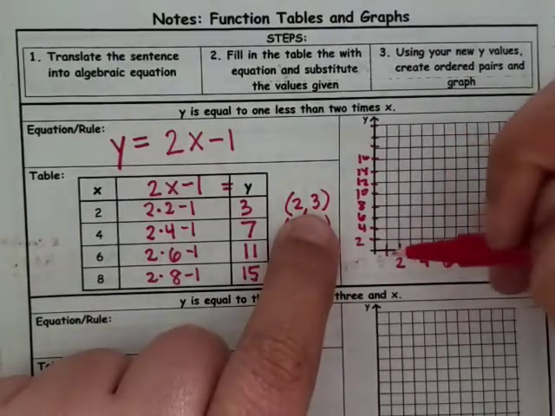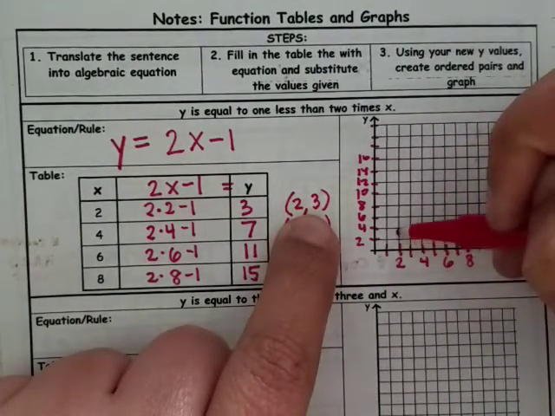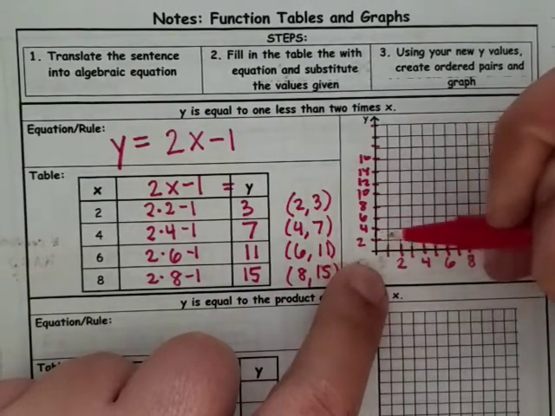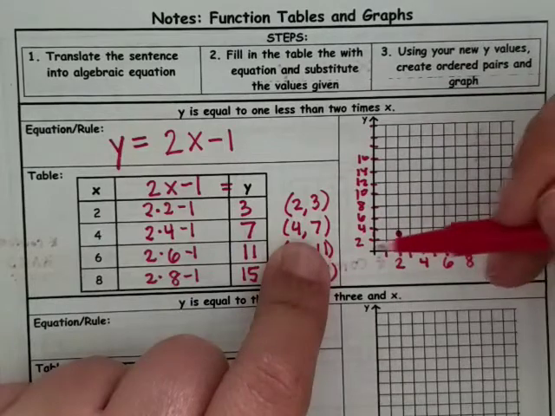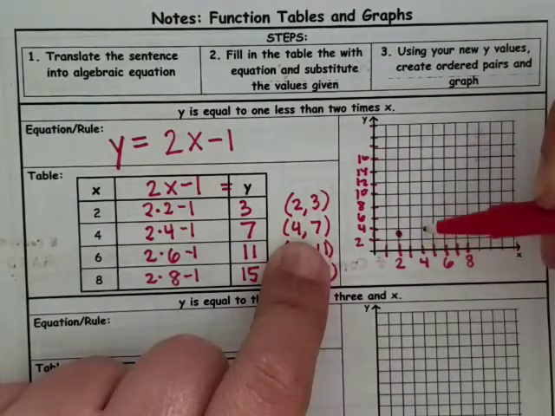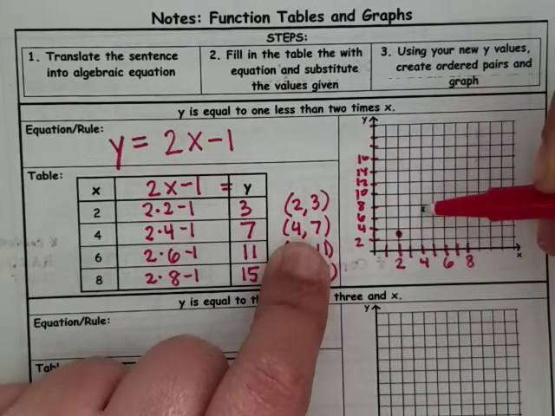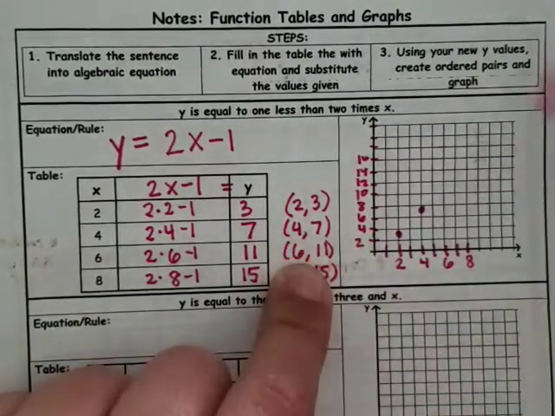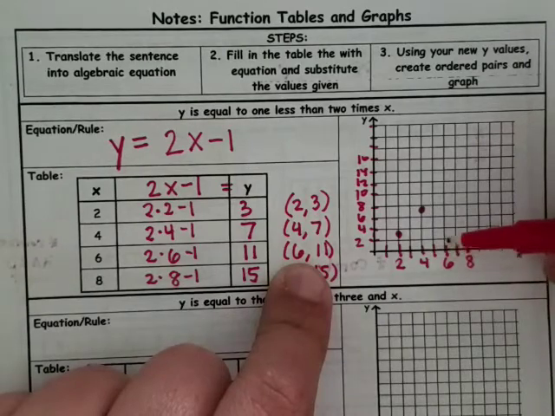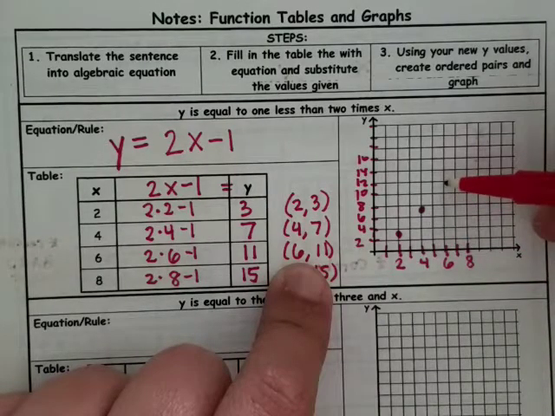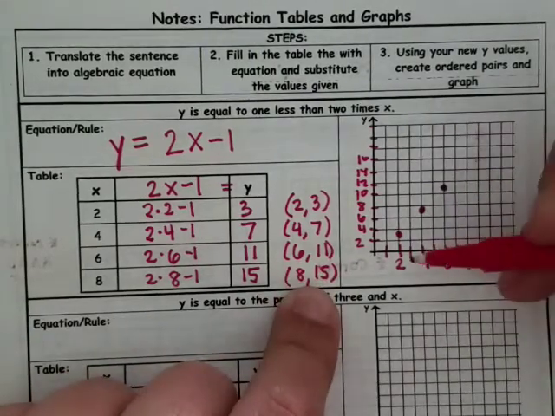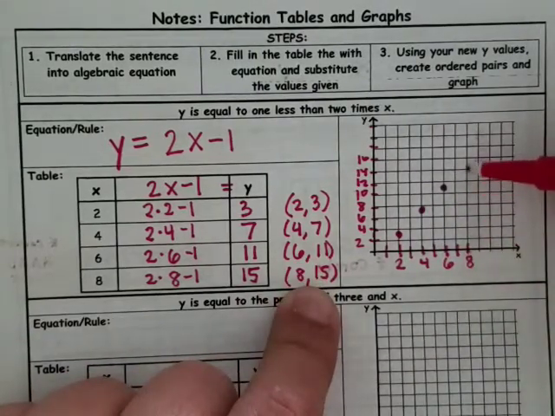So 2, 3, so go over 2 and go up to 3. And 3 is going to be right here in the middle because we counted by 2s. So we're right in between 2 and 4. 4, 7, so go over 4 and then go up to 7, and again 7 is going to be between the 6 and 8 because we had to count these by 2s. 6 and 11, so go over 6, go up to 11, and 11 is going to be right in between the 10 and 12. And then 8, 15, so go over 8 and go up to 15. 15 is going to be right in between 14 and 16.